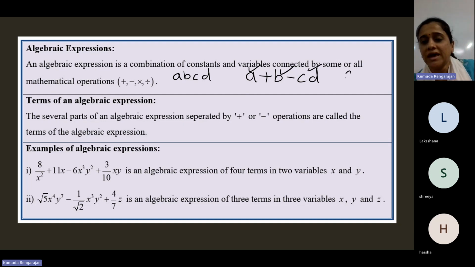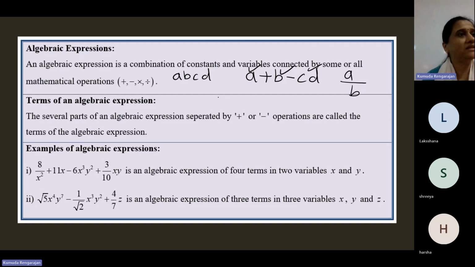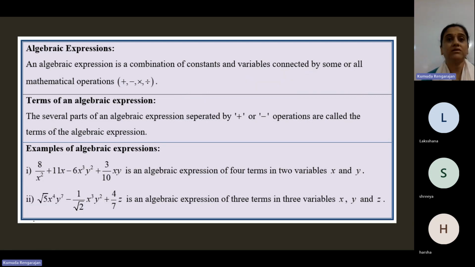So the expression A by B is an algebraic expression containing only one term. A by B is only one term, because division is not a separator. AB is also only one term. Is that fine? Okay, so that's about terms of an algebraic expression. Now have a look at the examples.